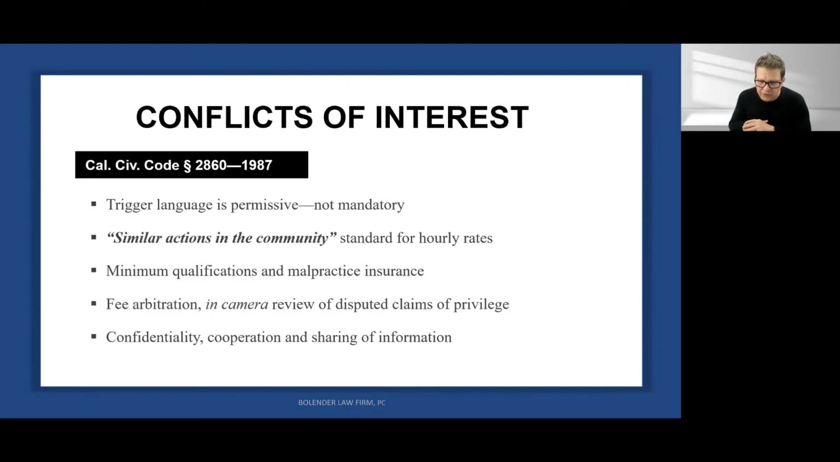It gave insurance companies the right to limit hourly rates to a particular statutory standard. It requires arbitration of certain types of fee disputes. It provides various other types of rights to the insurance company and the policyholder as it relates to cooperation, information sharing, and so forth. By and large, Section 2860 has worked rather well, and there is a significant body of case law interpreting its provisions.